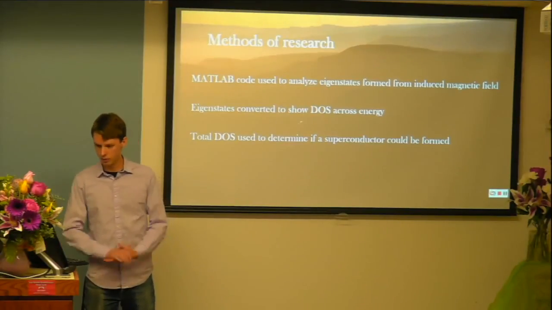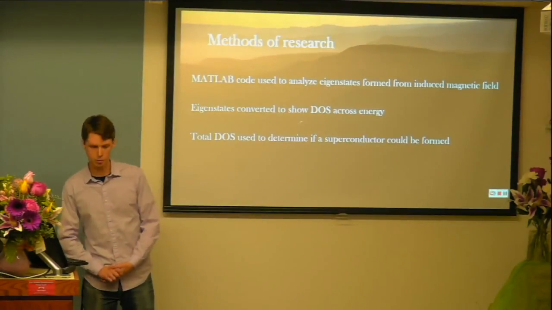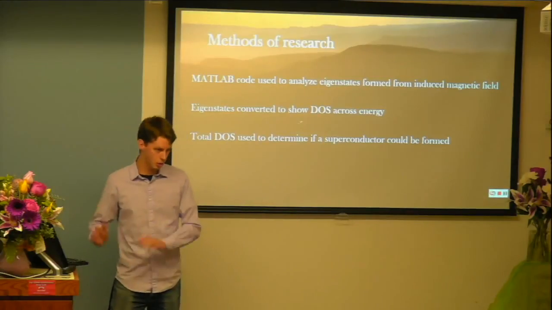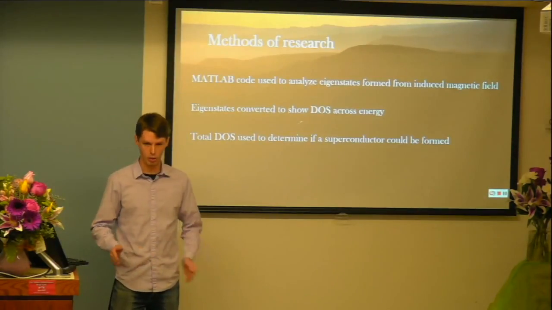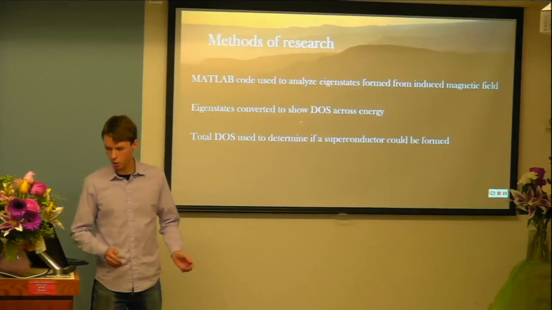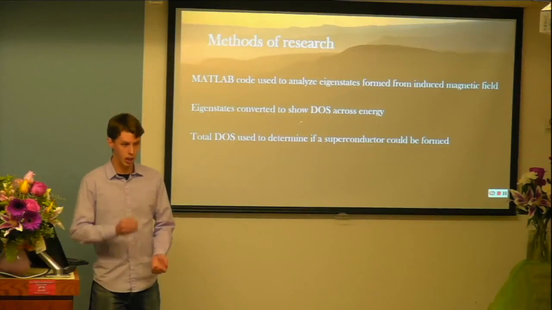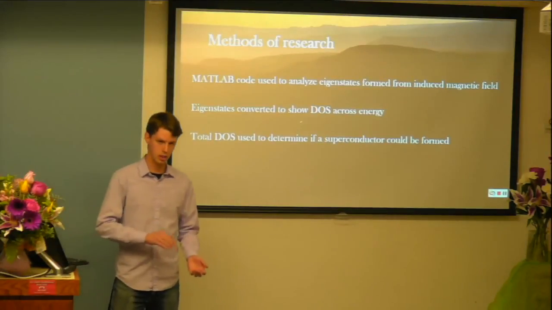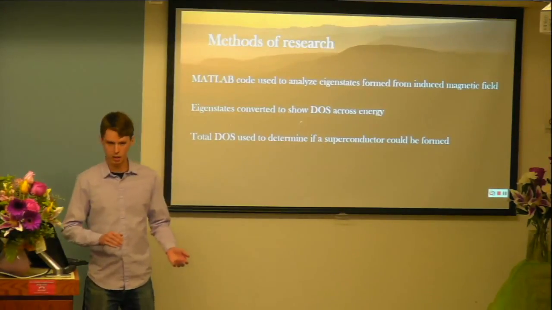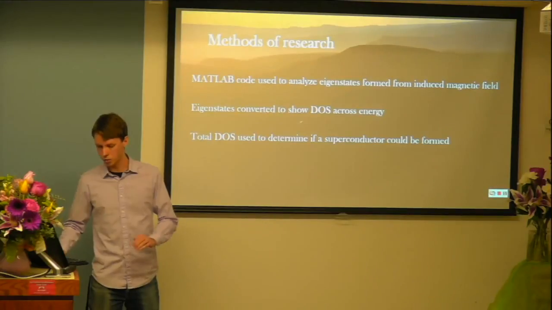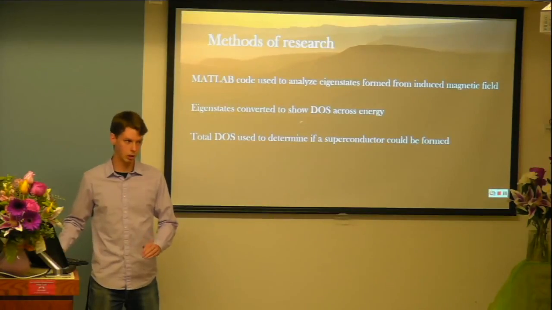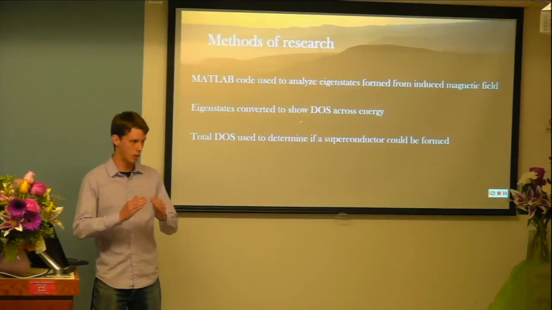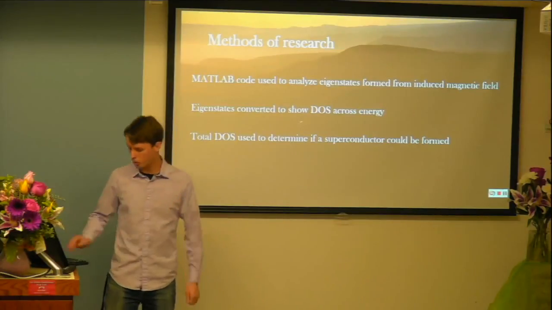So, some basic methods of research. There's a MATLAB code that was used to do this experimentation. I'll get a little bit into what was behind that. Through this, we took the eigenstates that were found through this code, and they were converted to density of states across energy. That was then used to determine if a superconductor could be formed based on how the density of states reacted.